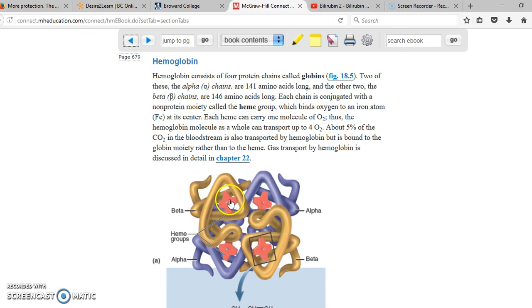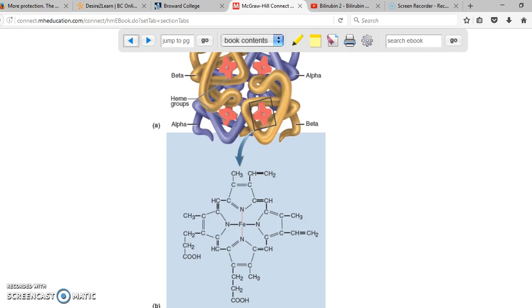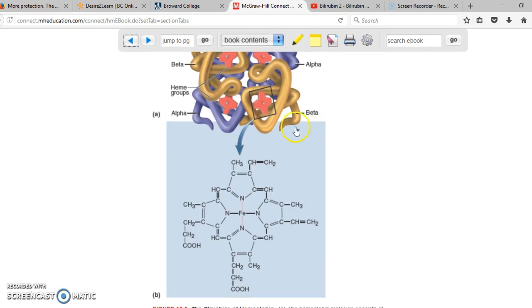Looking here, it is mainly red, but right here in the middle, what you're going to have is a very important substance. If you look right here, this is a heme. This part right here in the middle is going to be Fe. Fe in chemistry is iron. So the hemoglobin must have iron in order to perform its job.